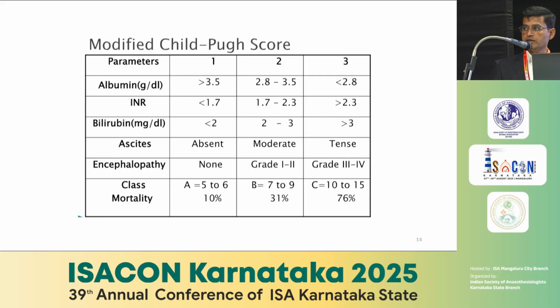The previous speaker has already covered the modified Child score. So when advanced liver hepatocellular injury is there, in such patients coming for major surgeries, we can see that class A, B, C carry a mortality rate anywhere from 10% to 76% in Child C. So we can say that Child C class patients should not be accepted for surgery because mortality is very high.